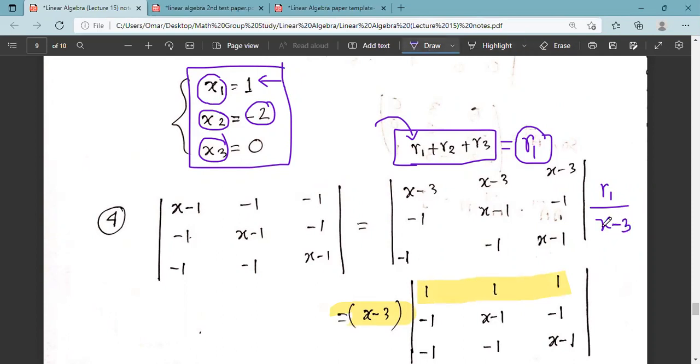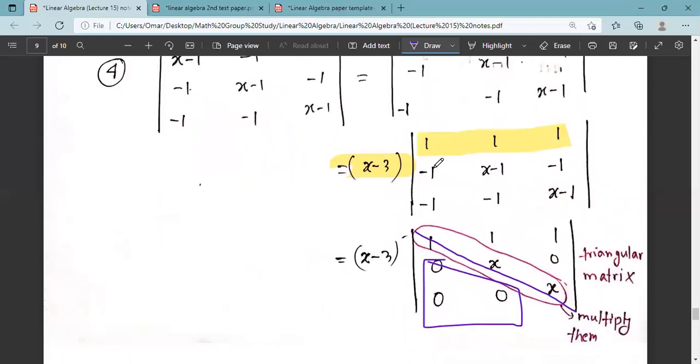I have done this row operation, and I have put the value here in row 1. Now let's see what we can do in the next line.